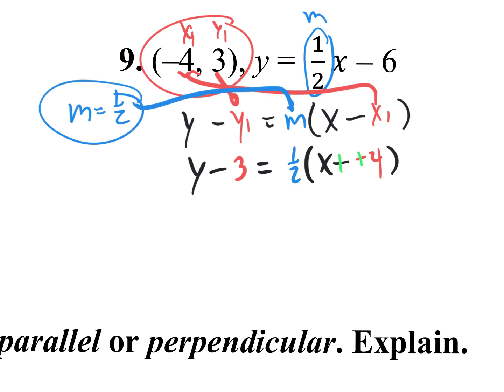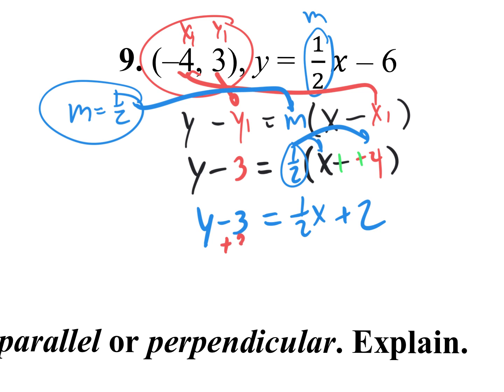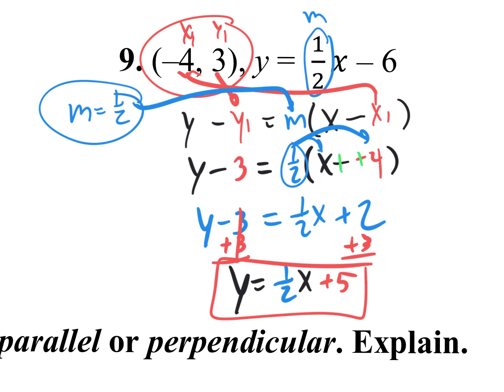But they want it in slope-intercept, so we're going to distribute. We're going to take this 1/2, multiply it by x, that's 1/2 x. Take the 1/2, multiply it by 4. You could use a calculator, or what is half of 4? Half of 4 is 2. Bring down the equal sign, bring down the y minus 3. You almost have y by itself. All you have to do is add 3 here, add 3 there. You're going to have y equals, the slope is 1/2, right in front of the x, and then plus 5 is your b value. There's your slope-intercept form equation.